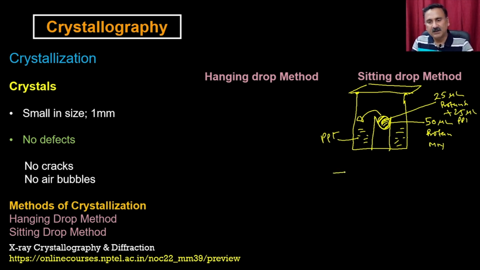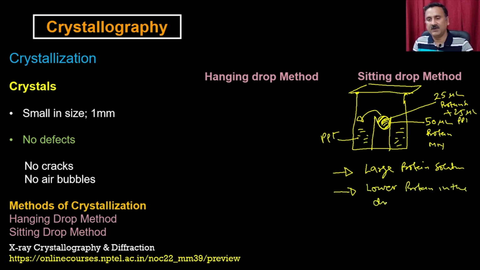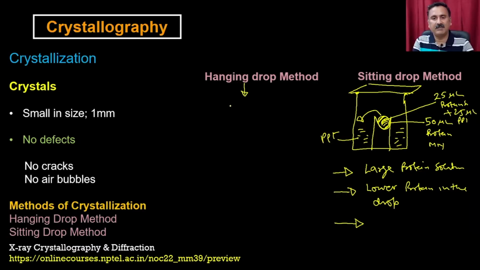So with the sitting drop method, you can try large protein solution volumes, which takes care of the lower protein content in the drop. That is going to increase your chances of getting protein crystals, or bigger protein crystals. In some cases, people also try using nucleation. For example, if you are trying the hanging drop method, you are going to get the nuclei, but the nuclei are not growing.